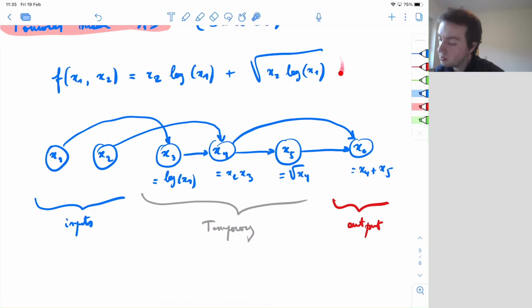But still you would need to compute the square root of that. So that's what you would do in a fifth variable x5, which would correspond to the square root of x4. And now that we've computed x4 and x5, we can sum them together to produce another variable, x6, which is the sum of x4 and x5, right? And that would correspond to the output of the function. So in our formalism, we would have x1 and x2, which correspond to the inputs, x3, x4, x5, which correspond to temporary variables, and the output, which corresponds to x6.